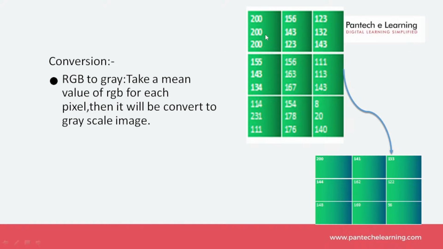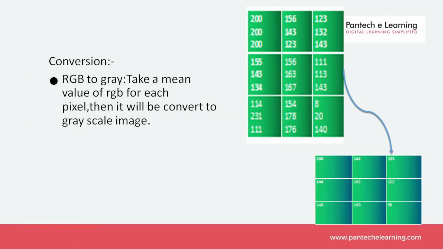In a colored image, each and every pixel has three values, right? We know that very well. But in gray you have a single value. How does it convert? A simple thing: it takes the average of each pixel, which is (R + G + B) / 3. 200 + 200 + 200 divided by 3 gives 200. 156 + 143 + 123 divided by 3 gives 143. So by averaging the pixel values, the three values are converted into a single value. That is RGB to gray conversion, how the calculation goes.